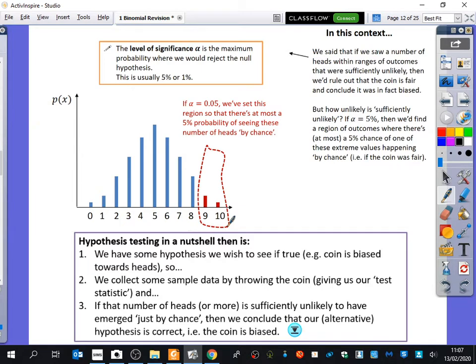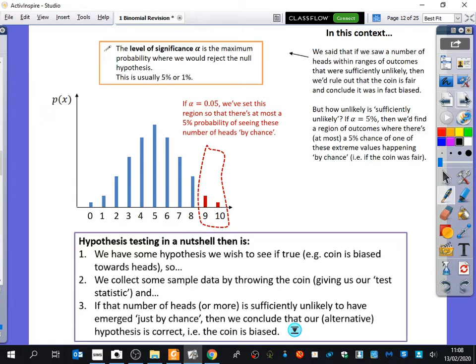So this, I think, in a nutshell, is probably quite useful to read through. So number one, we have some hypothesis we wish to see if it's true, e.g. that a coin is biased towards heads or that someone has a stronger probability of knocking a monkey off a tree in the video game. That's the thing we're interested in trying to test if it's true or not. We collect some sample data by throwing the coin or playing the game, giving us our test statistic, and if that number of heads or more is sufficiently unlikely to have emerged just by chance, then we conclude that our alternative hypothesis is correct and that the coin is biased.